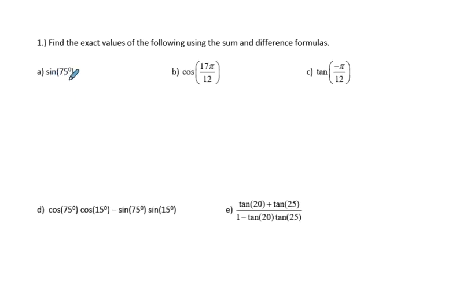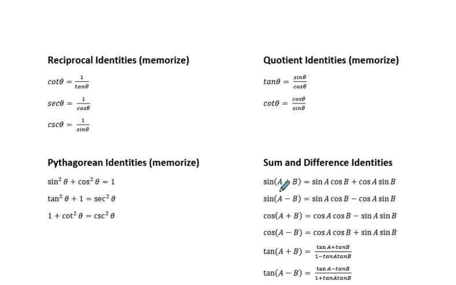The first problem is sine of 75 degrees, and you need to make 75 out of numbers from your unit circle. So think 30, 45, 60, 90. There's more than one way to do that, but one of the ways you could make 75 is with 30 degrees plus 45 degrees. So then you're going to use your formula. Let's just go back and look at it real quick. If you're doing 30 plus 45, this is the formula we're going to use, and we're going to have sine 30 cosine 45 plus cos 30 sine 45.